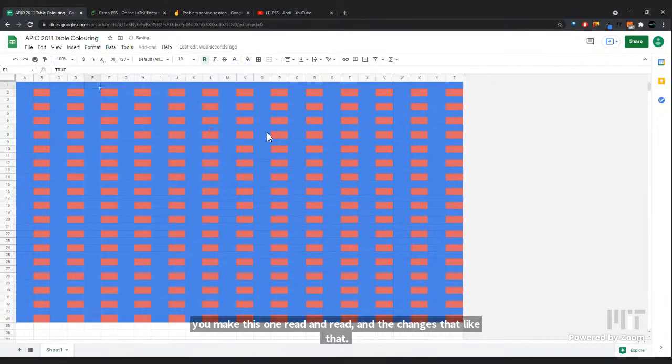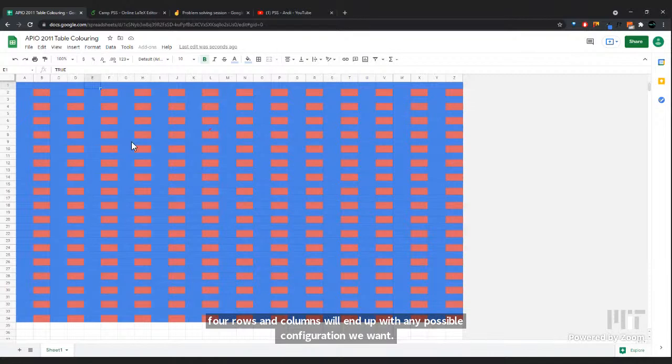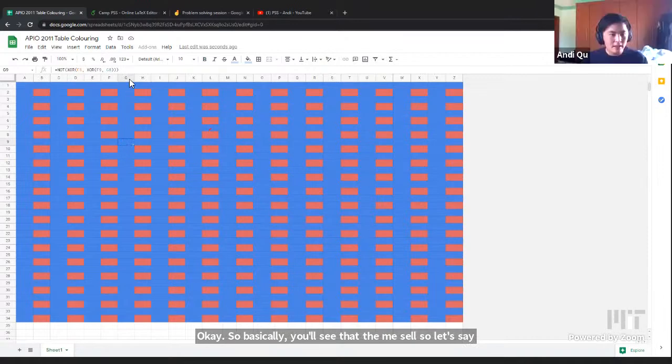Okay, so are you telling that if we start with this configuration and go through some changes of rows and columns, we'll end up with any possible configuration we want? Yes. So basically, you'll see that any cell, let's say G9 here, depends only on this cell, G1, this cell, A9, and A1.